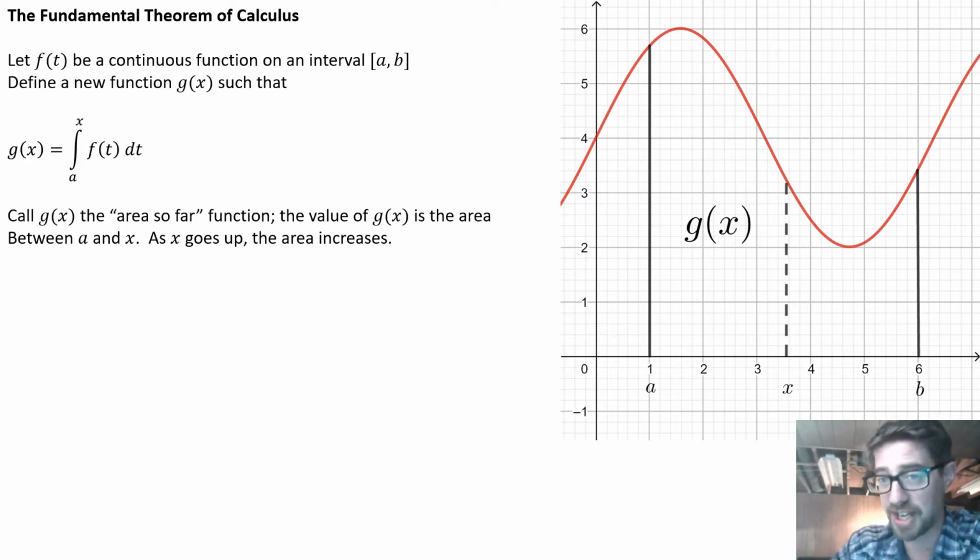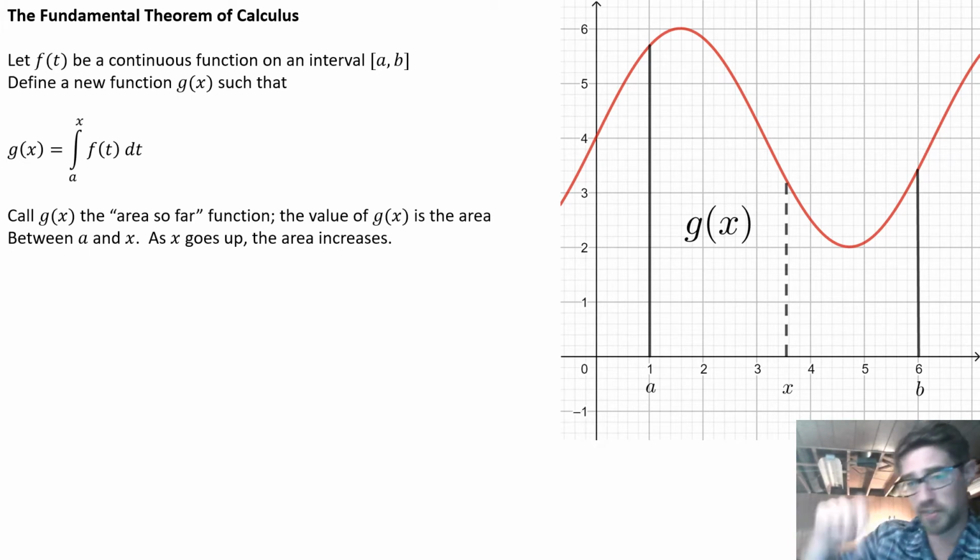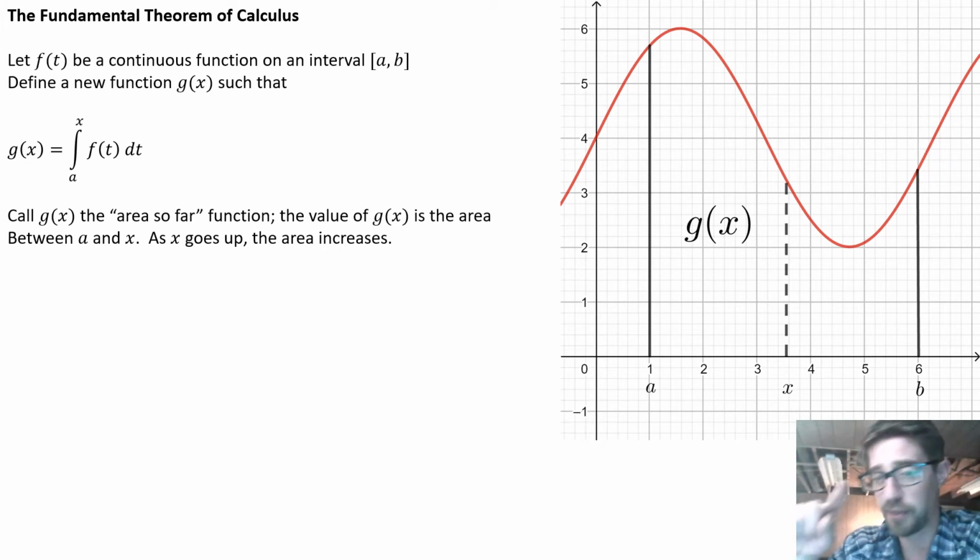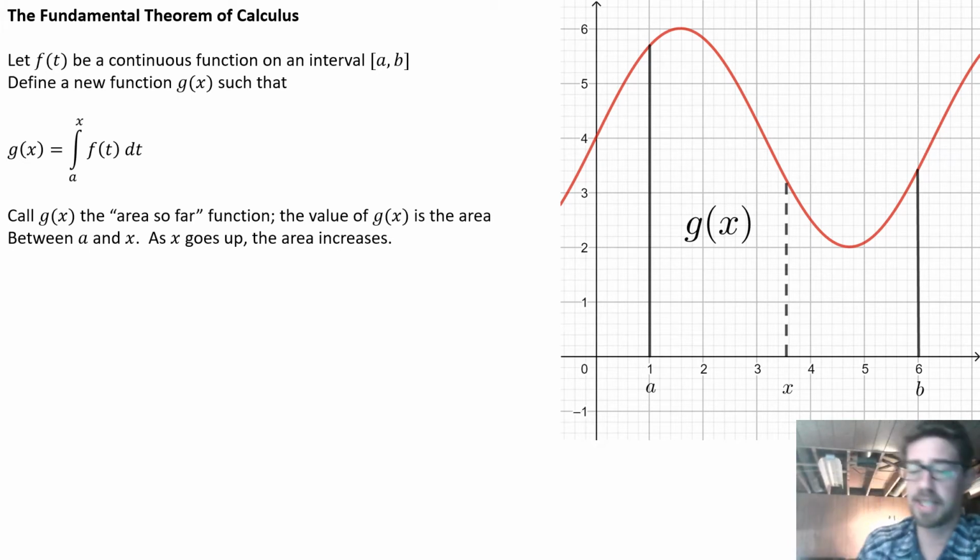So you see what I mean? g is a function, but it's a function of this other thing, x. So f of t is just sitting there. x is the thing now that's moving around. And as you get more area under that curve, the value of g goes up.